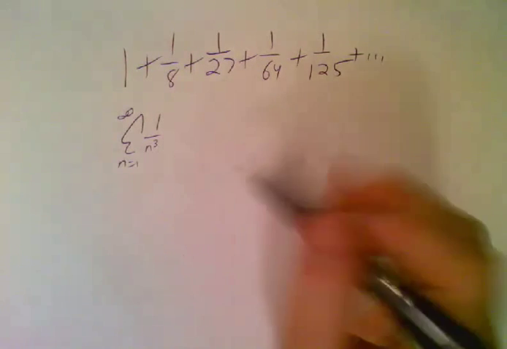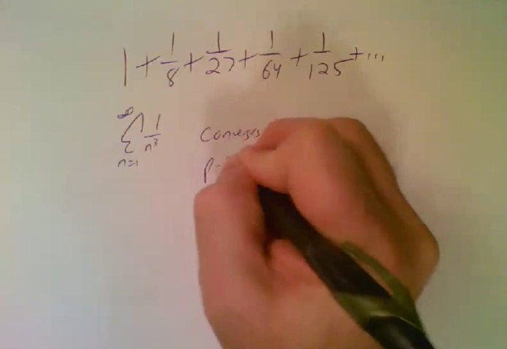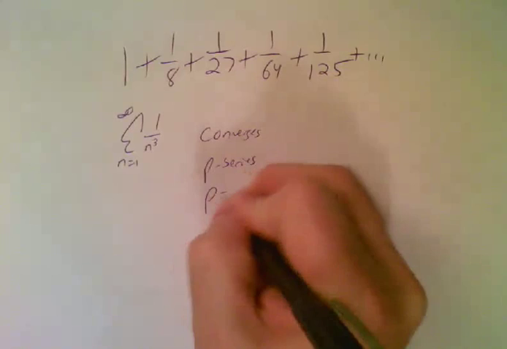And then I think, actually this is one of the examples I did earlier, it converges, p-series, p equals 3, which is greater than 1.